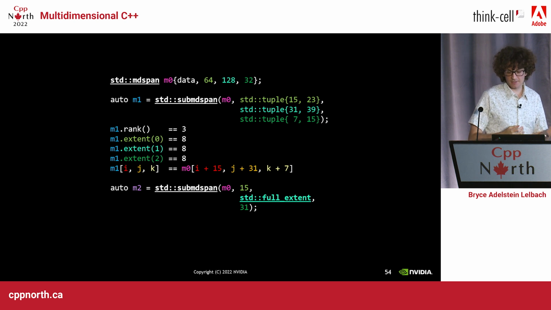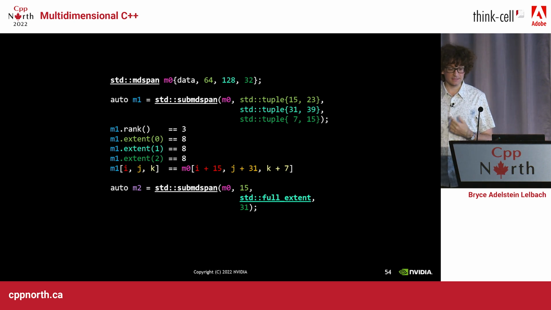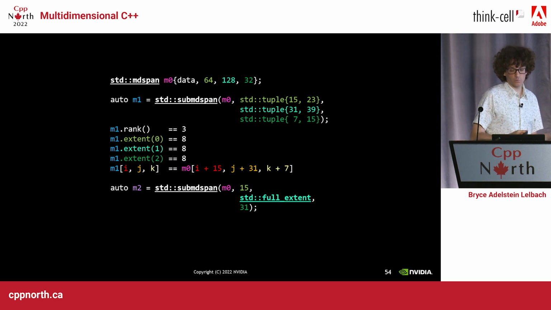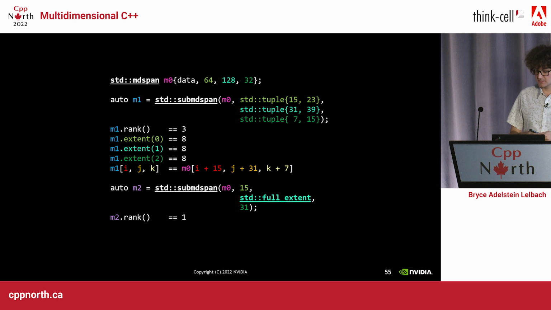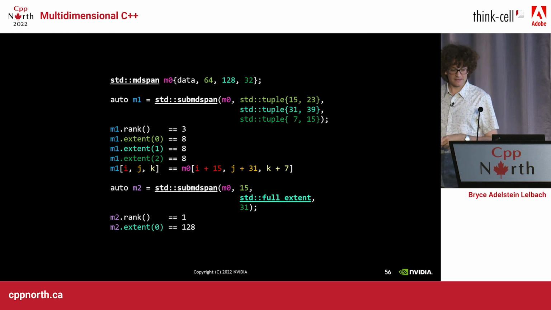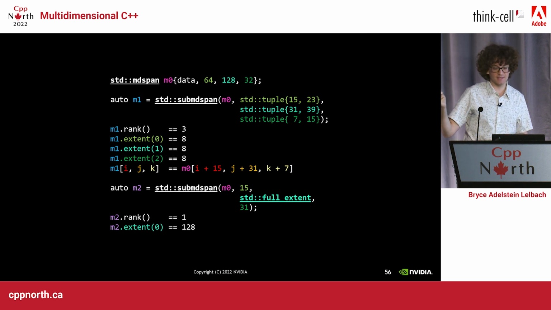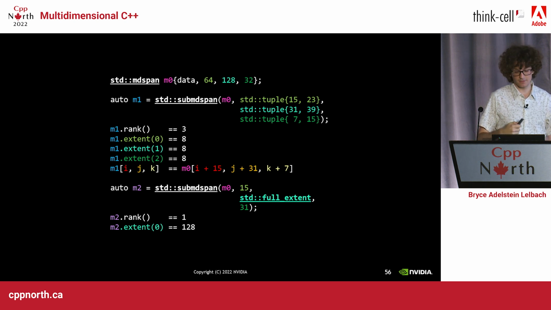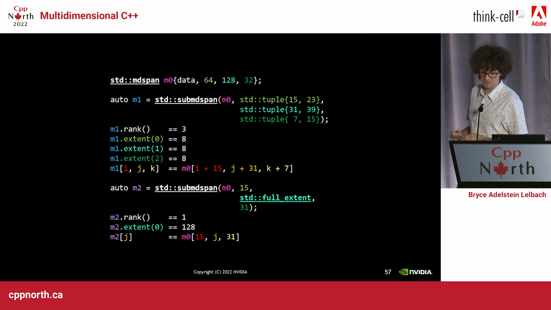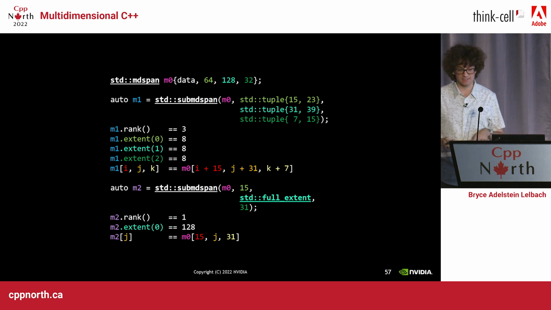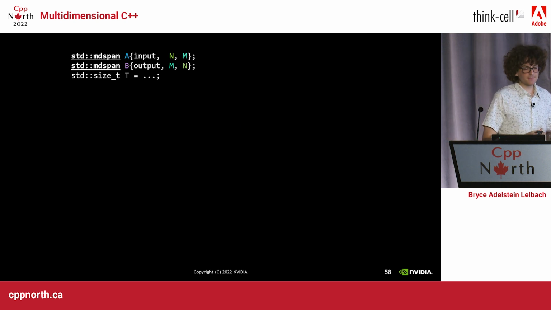So let's look at another example, this time with rank reduction. So we'll slice M0, selecting index 15 for the first extent, the entire second extent, and index 31 for the third extent. So the mdspan that's going to be produced here, M2, will have rank 1. And the extent of that rank will be 128, the extent of the second dimension of M0. Iterating this 1D slice will be equivalent to accessing M0 with a fixed index for the first and third extent. So submdspan is a pretty powerful tool for writing tiled algorithms.